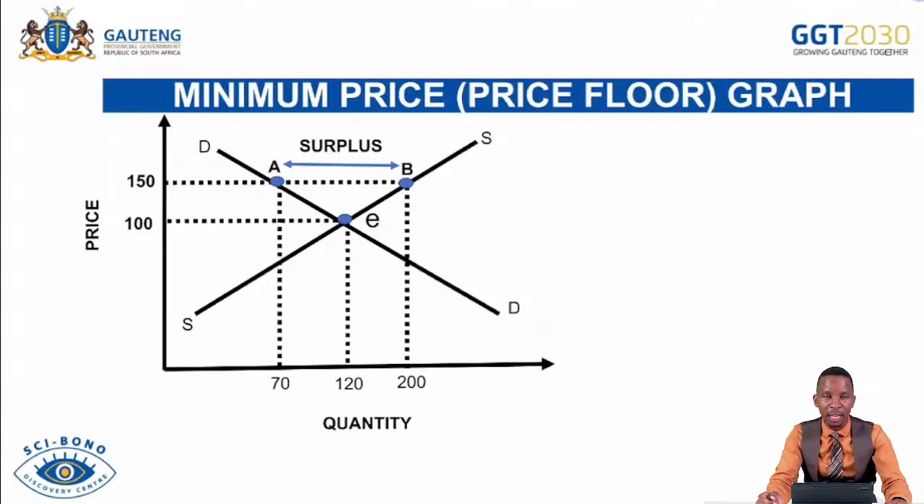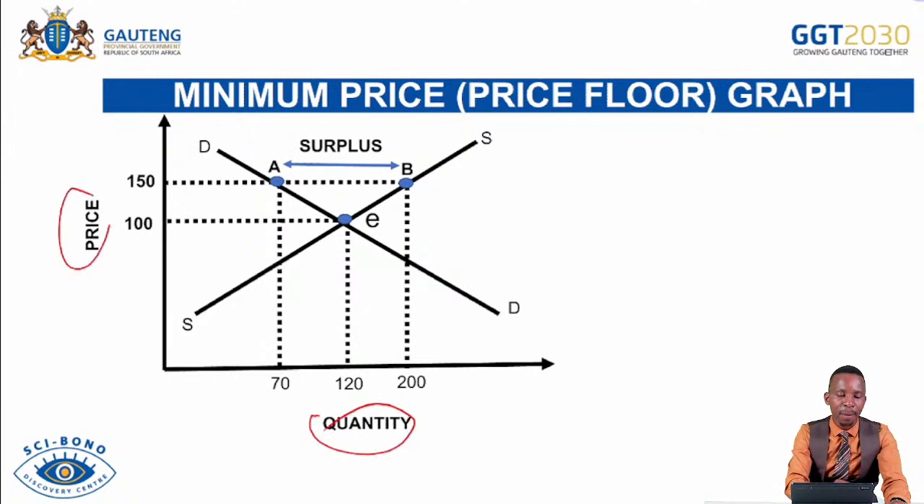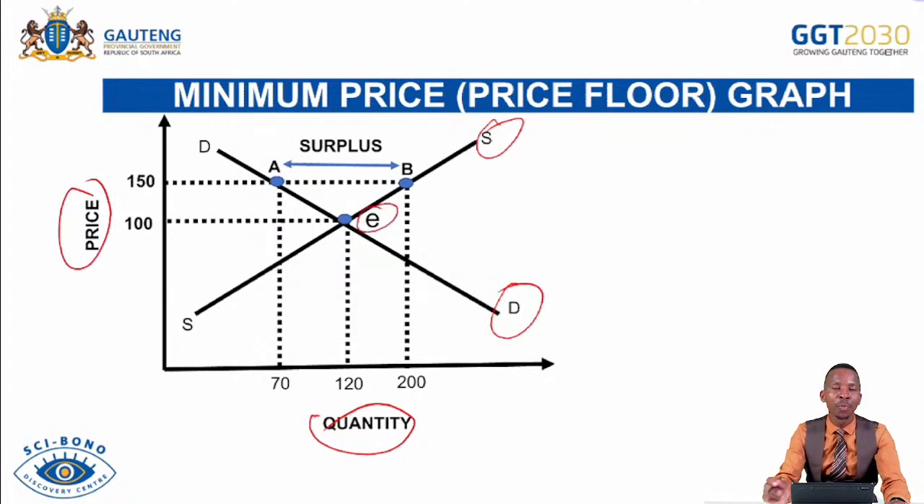And then this is the graph that indicates the minimum price. It's looking the same as the one for the minimum wage. However, now this becomes the quantity of goods and the price of goods. And then the supply, SS, and the demand, which is DD. Where the supply and demand meet, we create the equilibrium, which is A.